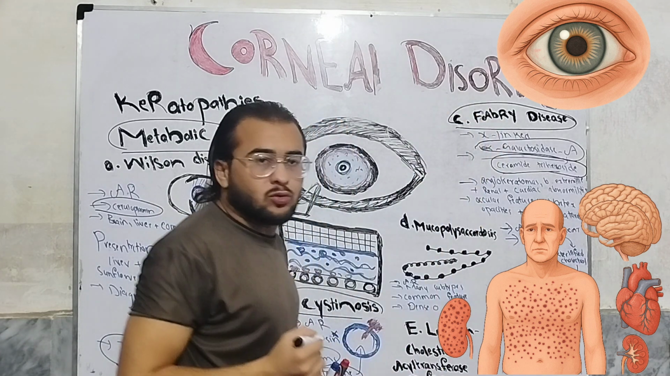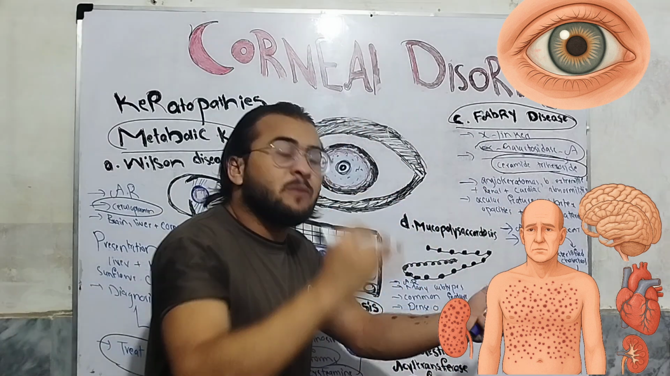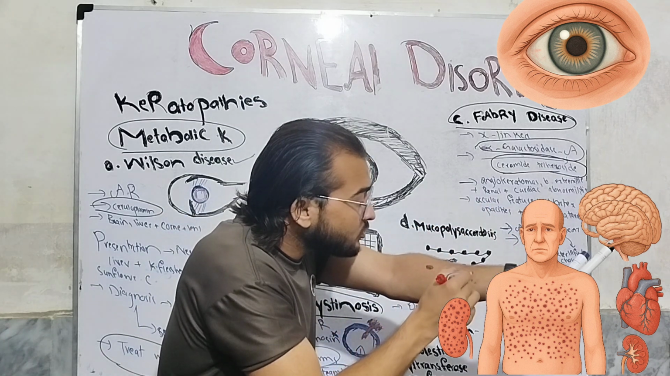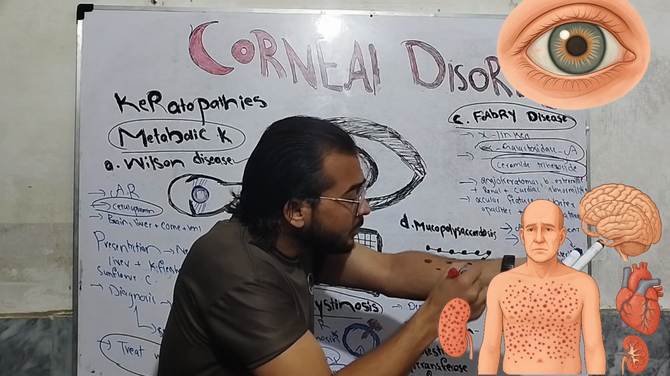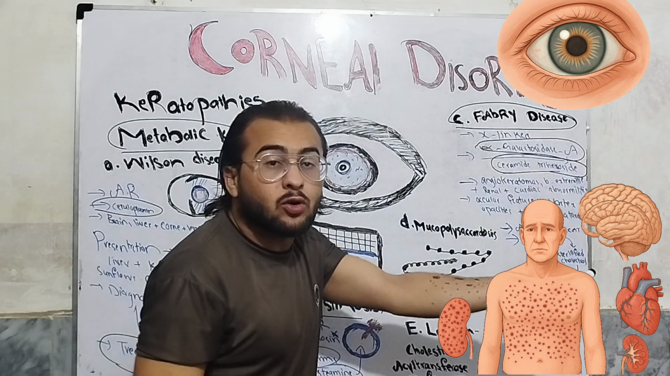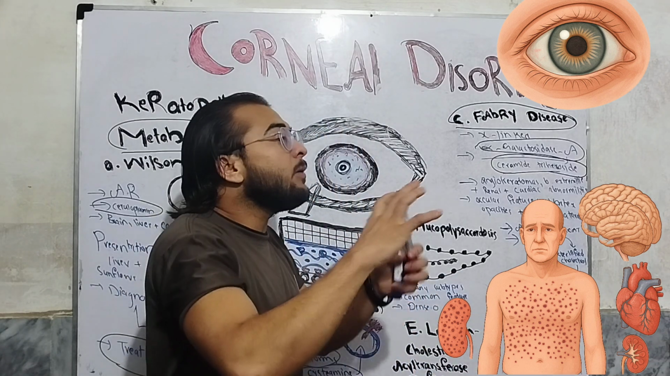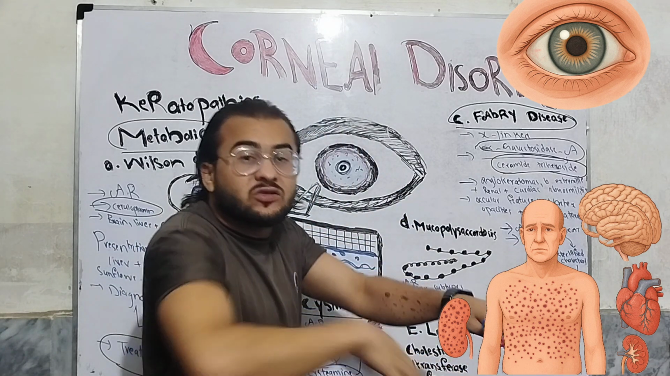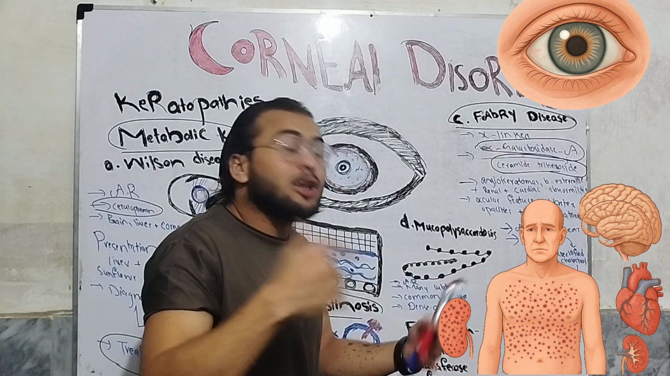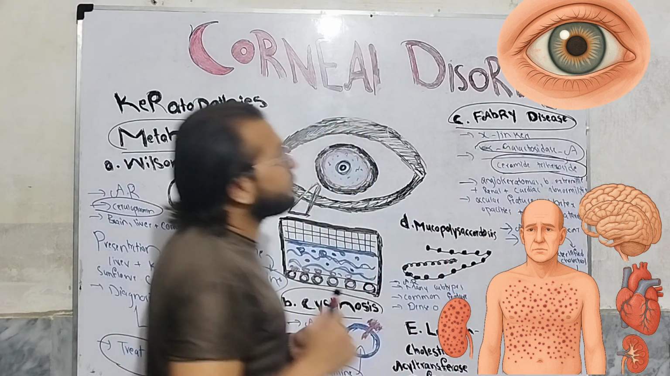How will the patient present to us? The systemic features are: there will be multiple red spots on the skin. These are called angiokeratomas. So the patient will present to us with angiokeratomas, and he will also complain of burning extremities. So angiokeratoma, burning extremities, and there will be renal and cardiac problems. These are the systemic features of Fabry disease.